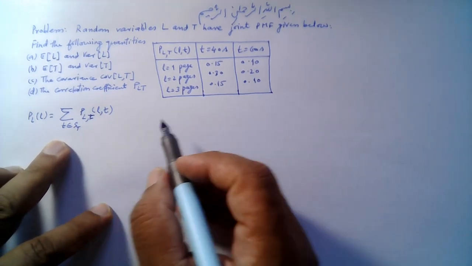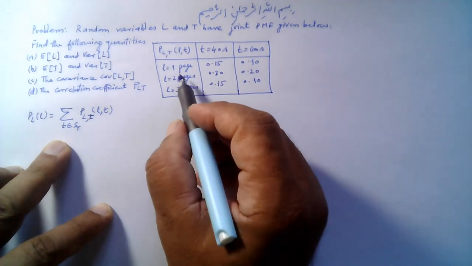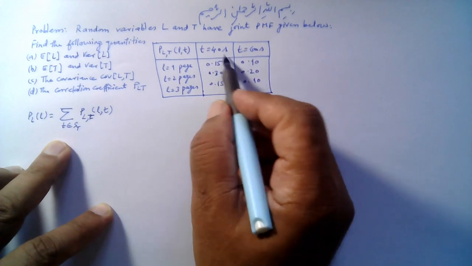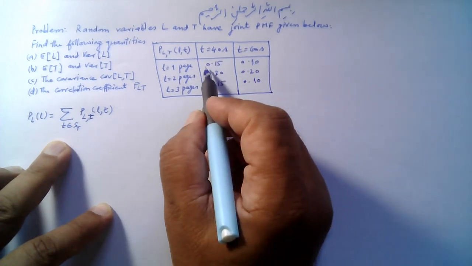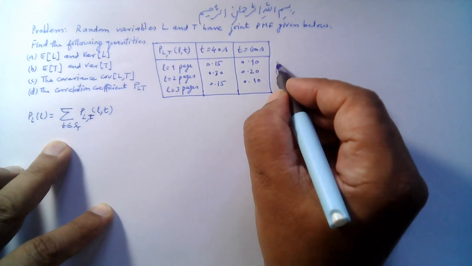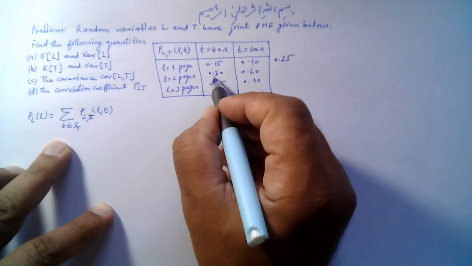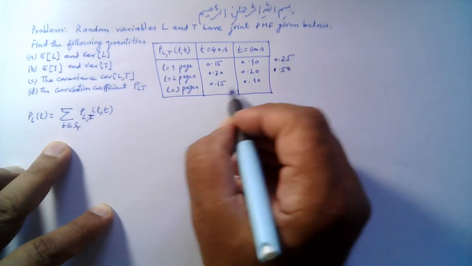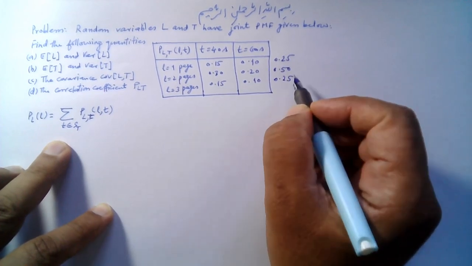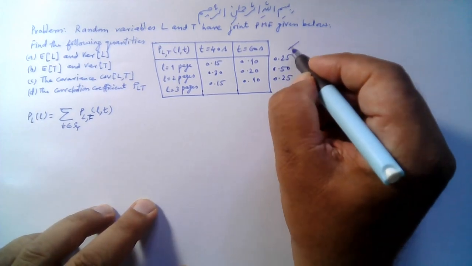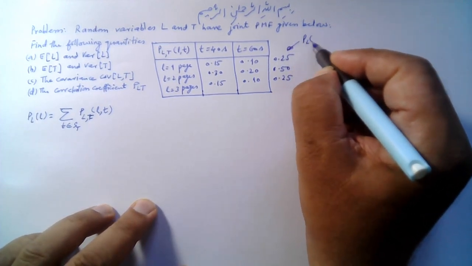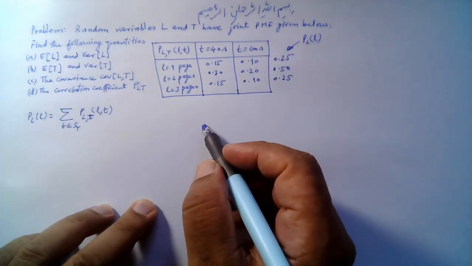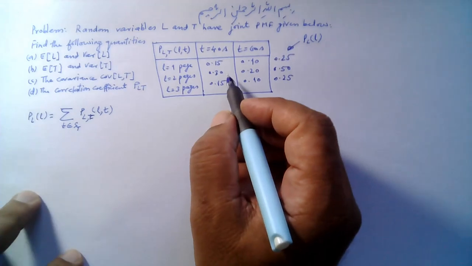So in other words, what it's saying is, for example, for this given value of L, we need to add all the probability values corresponding to T, right? So in other words, we need to add this row here. So this is 0.25, for example. We need to perform a similar operation for this one also. So this is 0.50 and this is 0.25. So this gives us the marginal PMF of random variable L, right? Similarly, we can find the marginal PMF for random variable T.